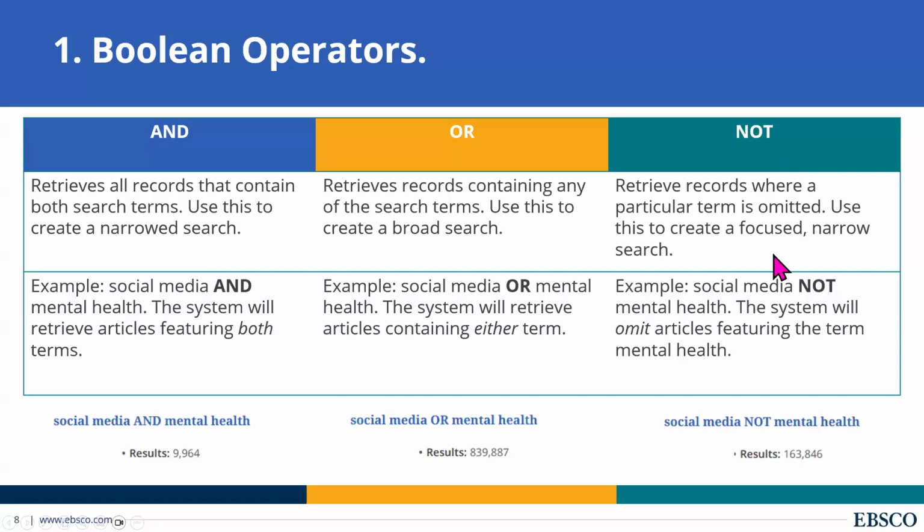And this will again create a more focused or narrow search, because what this is doing is omitting certain terms from your search results. So in this case, I've typed social media, not mental health. So I want articles about social media, but I don't want any articles featuring mental health. And you'll see my results are here. So 163,000, it's still quite a large set of search results, but it would just be focusing on social media now and not including mental health at all. So you can see the slight differences between the different searches using those different Boolean operators.